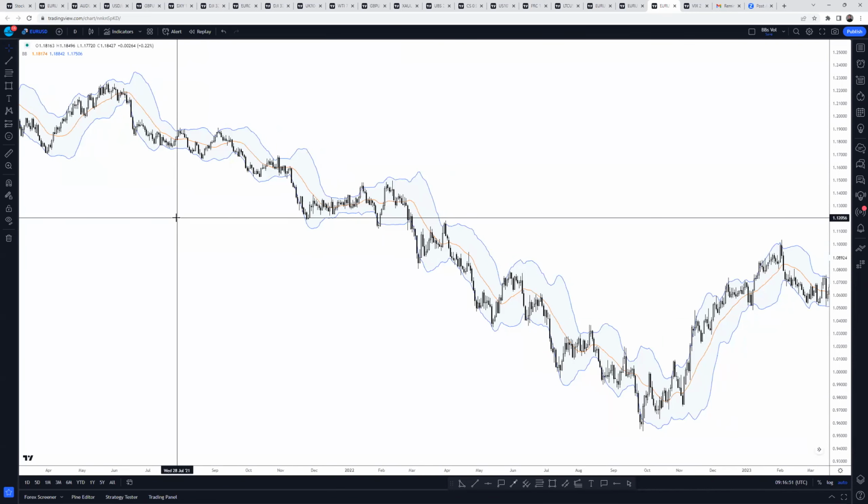The square root of 252, of course, is 15.84. I remember this. So this is a way of projecting implied volatility for the S&P 500. I hope this makes sense, guys.